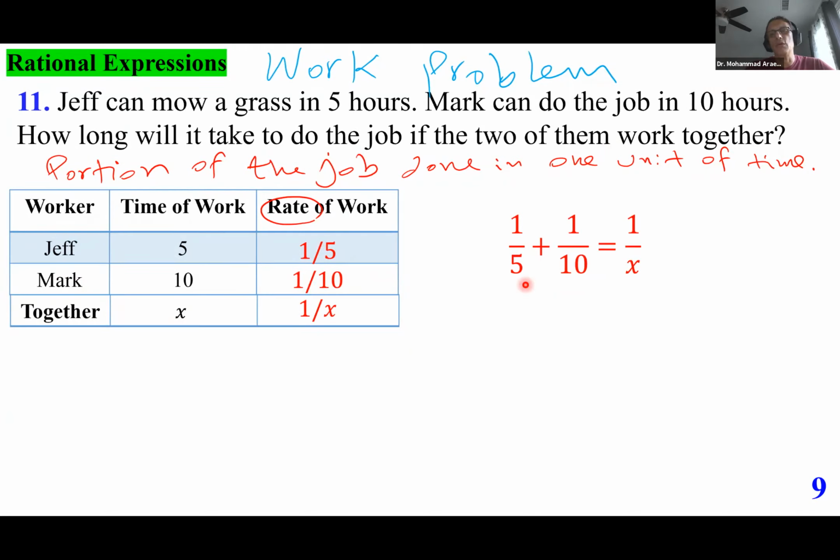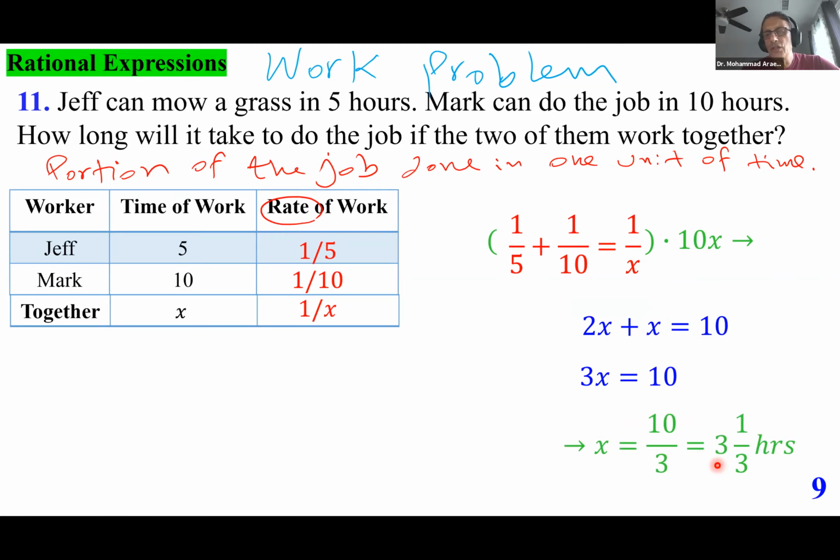Now, we're going to multiply both sides by LCD, which is 10x. Needless to say, x can't be 0. When you multiply by the first one, you get 2x. The second one gives you x, and the right side gives you 10. Therefore, we have 3x equals 10, and x equals 10/3. Now, the reason I change it to a mixed number is because I want this to be clear for the reader that the amount of time it takes for both of them to do the job is a little bit more than 3.